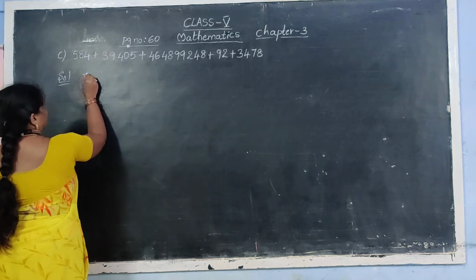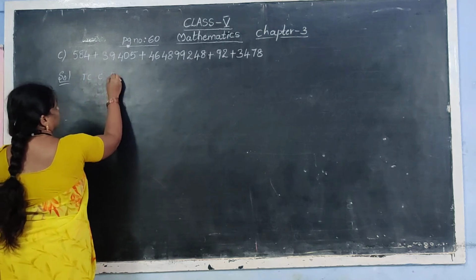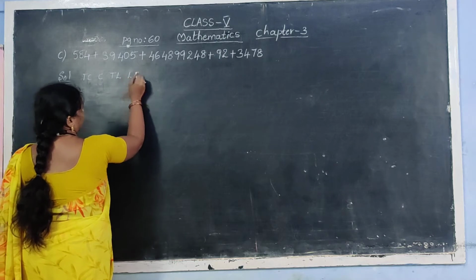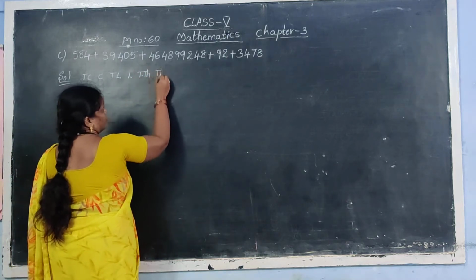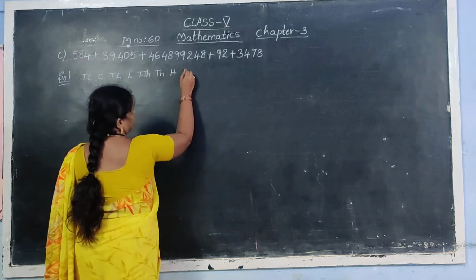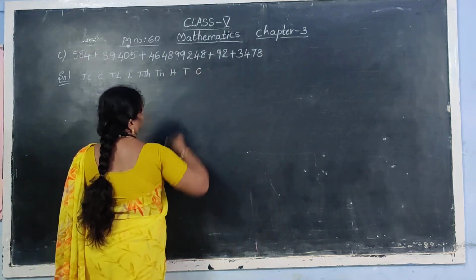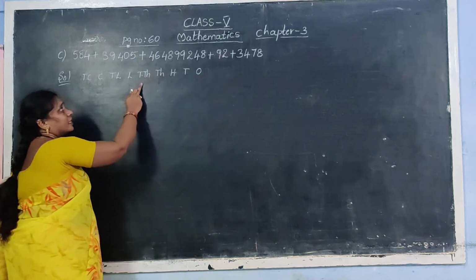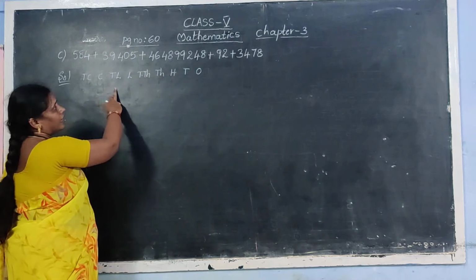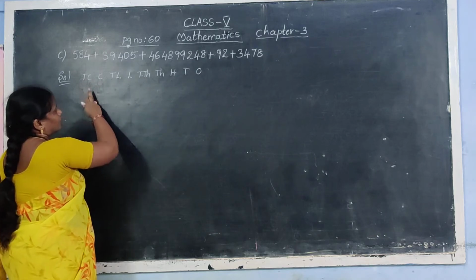9 digits means 10 crores. Crores, 10 lakhs, lakhs, 10,000, thousands, hundreds, tens, ones. Ones, tens, hundreds, thousands, 10,000, lakhs, 10 lakhs, crores, 10 crores. First number.